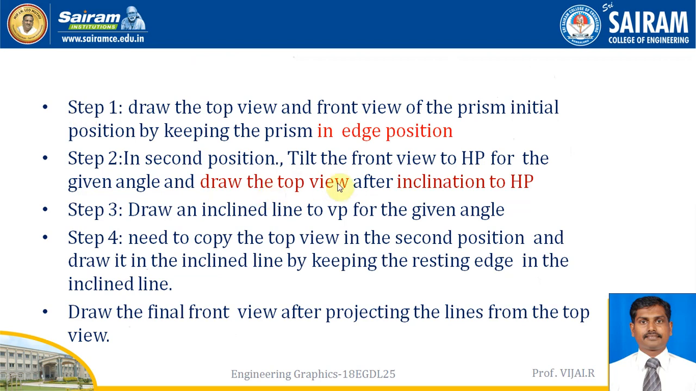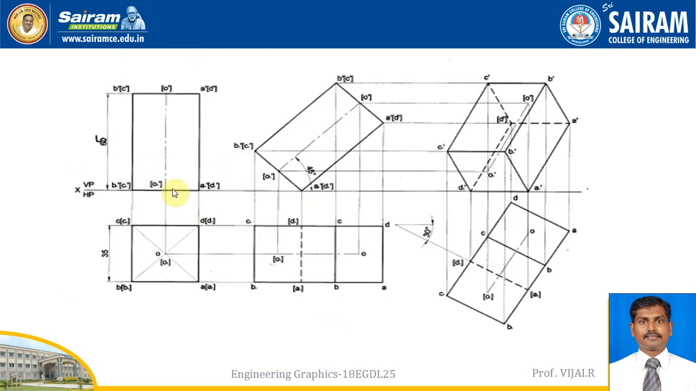And the second position is tilting the front view to the HP for the given angle and drawing the top view after the inclination. So as I said, in software we can use move to tilt for the axis. In case of sketchbook, you have to take the point, draw the same measurement with an angle of 45 degree, the axis. Okay, this is very important. Replicate this with 45 degree. That's it. What is the question given? Okay, and the top view we can see after the inclination to HP.